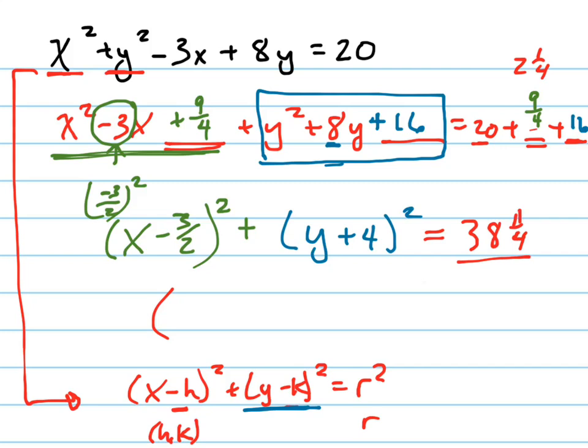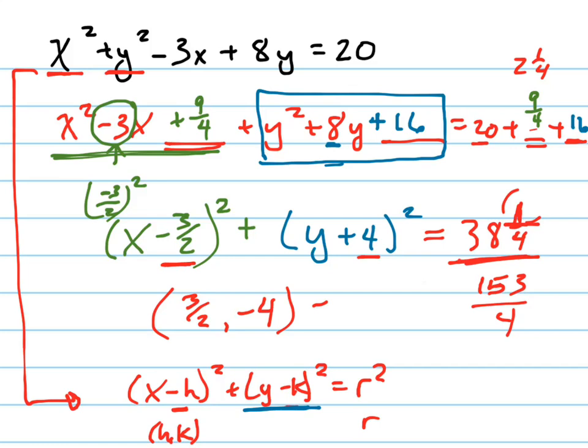First of all, that right there is your equation. If they only ask for your equation, you're done. If they want you to name the center, it's the opposite of this, which is 3 halves, comma, the opposite of that, which is negative 4. That's your center. And the radius, let's do a little bit of mixed number stuff here. What's 4 times 38? It's 152. Plus 1 is 153. So this is 153 all over 4.